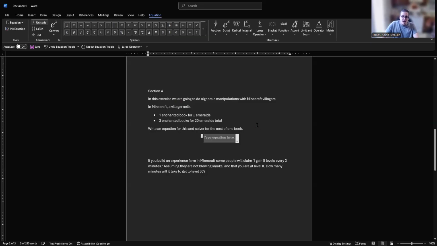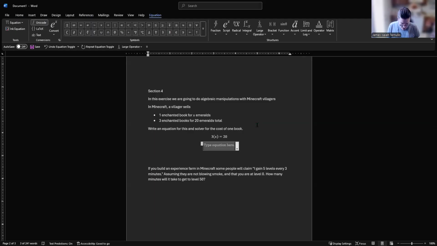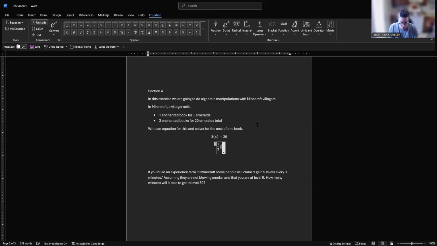So we are told that three books times some amount of individual emeralds, X, is equal to 20 emeralds total. What this means is that we want to isolate X by itself, and so we divide both sides by 3.